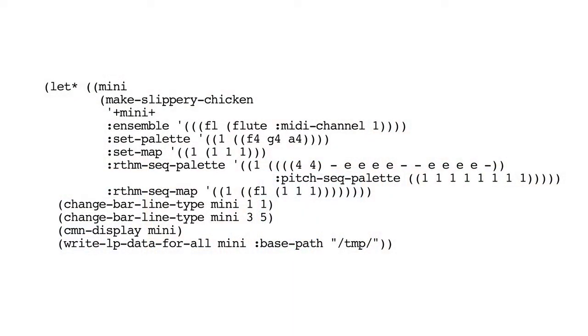And you can see an example now on your screen using a couple of these different types of bar lines. So we're calling change bar line type after we've generated the Slippery Chicken object, and we're going to change in the first bar the bar line type to be a double bar, and in the third bar we're going to change it to an end repeat.